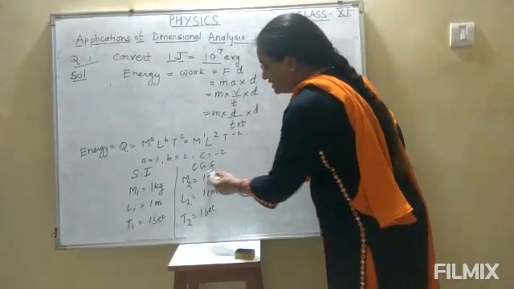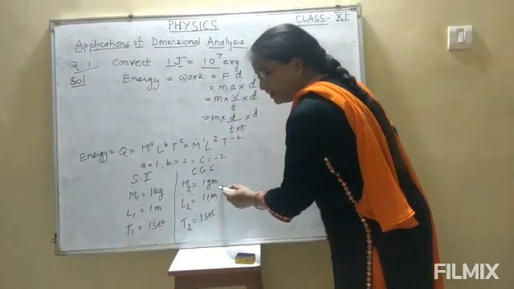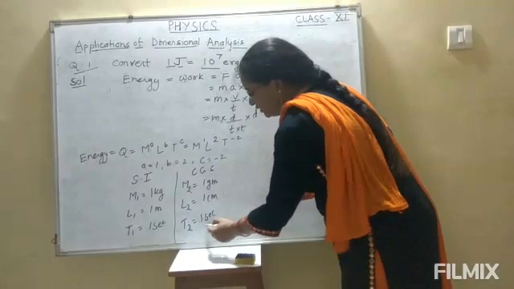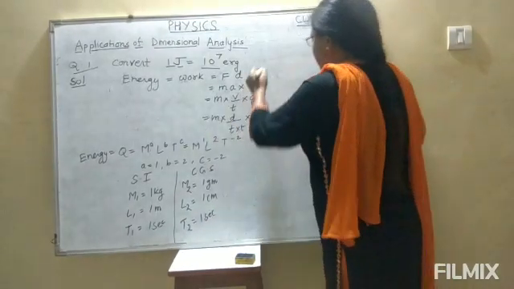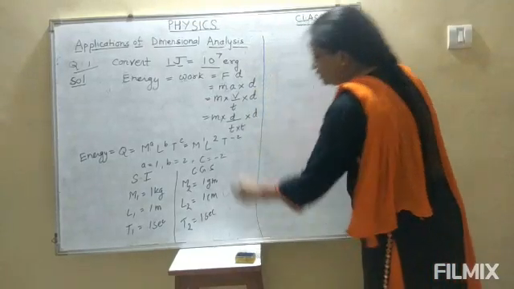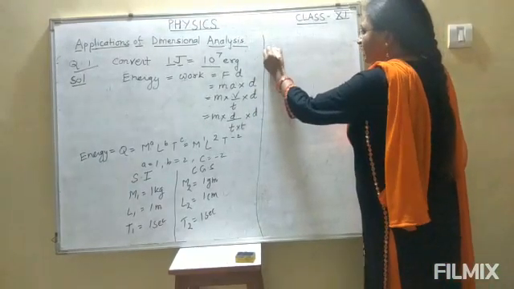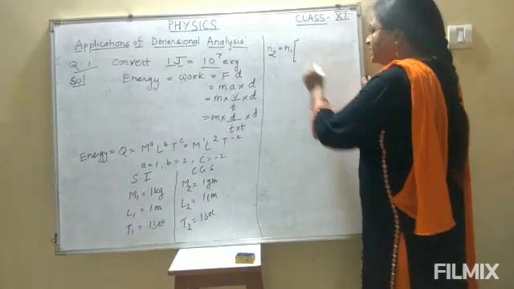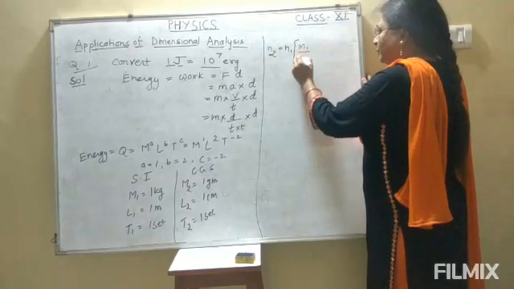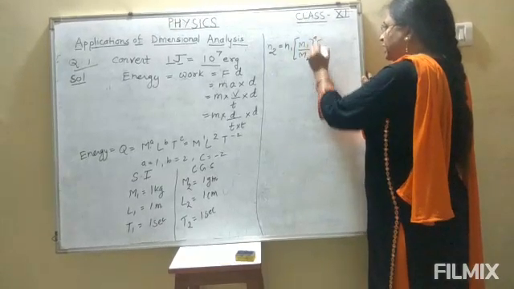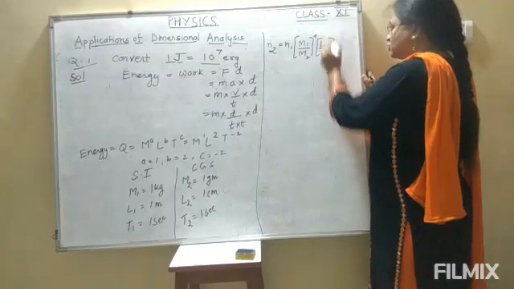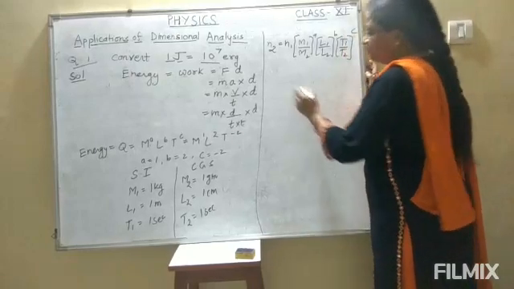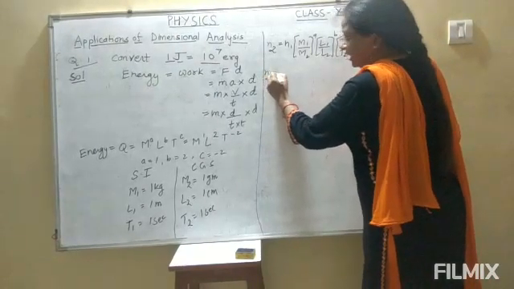In the same way, in the CGS system M2 is equal to 1 gram, L2 is equal to 1 centimeter and time T2 is equal to 1 second. Now what we will do is put all the values in the formula that we have already derived, that is N2 is equal to N1 into (M1 upon M2) raised to power A into (L1 upon L2) raised to power B and (T1 upon T2) raised to power C. So we will put the different values in this formula.